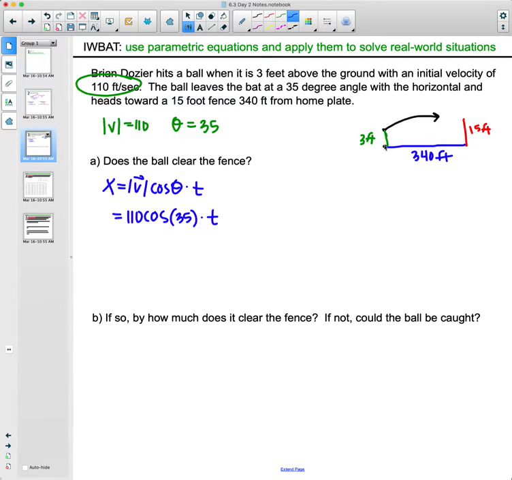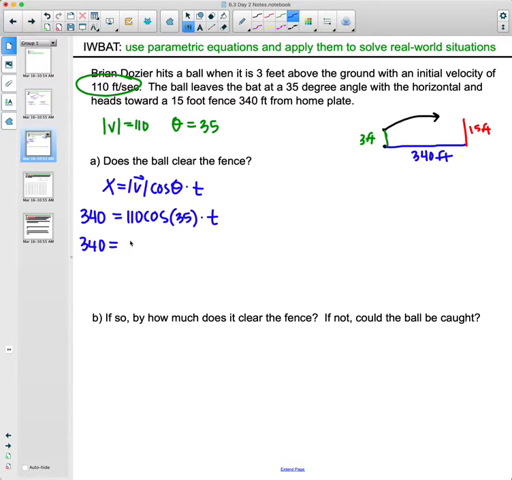So we know the horizontal distance that we're looking for, because we're trying to see what happens at this fence. Is the ball 15 feet above the ground when it gets to the fence? The ball is 340 feet away, so we know that distance. So we're just going to solve this equation for t and then plug t into the vertical equation. So just type this into your calculator. Make sure that your calculator is in degree mode and do 110 times cosine of 35.